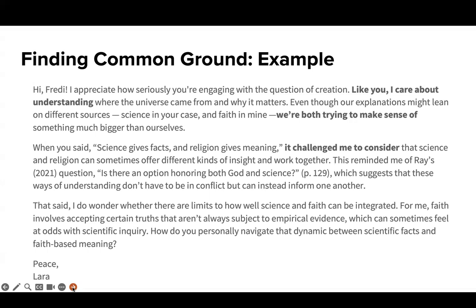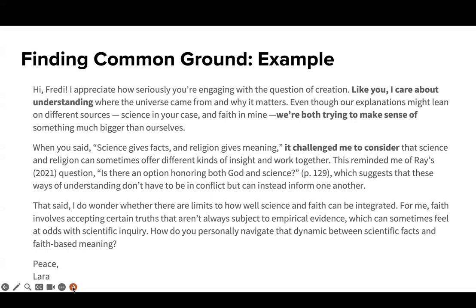Next, when you said science gives facts and religion gives meaning, it challenged me to consider that science and religion can sometimes offer different kinds of insight and work together. This reminded me of Ray's 2021 question, is there an option honoring both God and science? Page 129, which suggests that these ways of understanding don't have to be in conflict, but can instead inform one another. So here's another area where they're trying to find common ground. What you said resonated so much with me that it challenged me to think about something differently. So they're showing that this other person's ideas are valued.